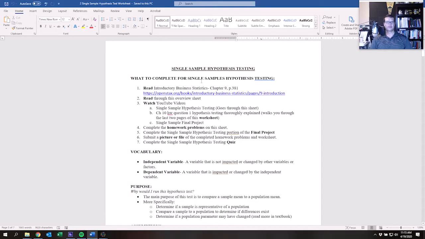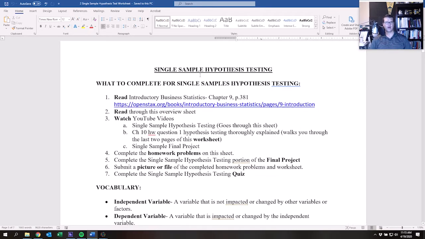Okay, in this lecture, we're going to be going over the introduction to single sample hypothesis testing, and this is just the sheet that goes over it. For this, you're going to be continuing on with chapter 9, and you can get to the online chapter 9 textbook by clicking right here. And it'll pick it up for you.